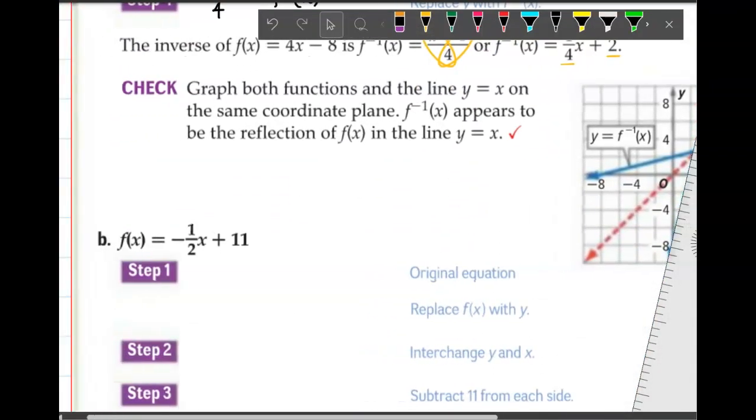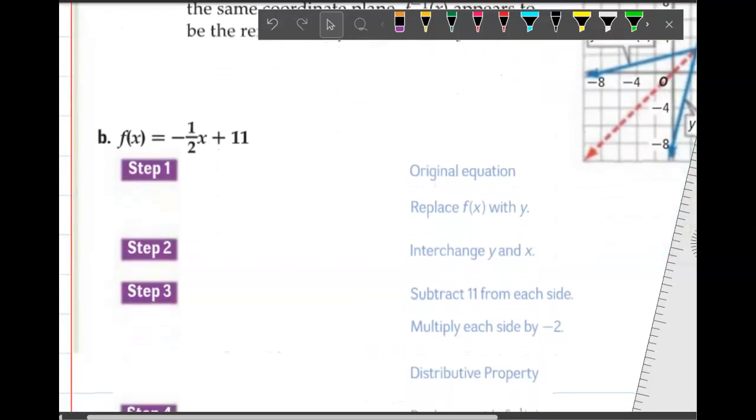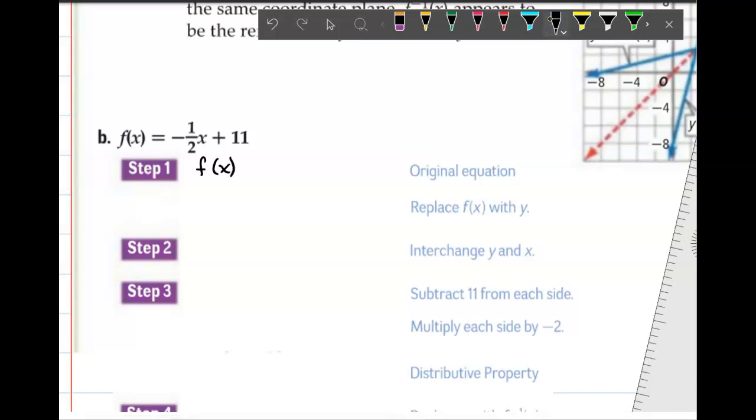All right, let's try another one. Here, we're going to write the original equation. f of x equals negative half x plus 11. We're going to replace the formal function notation on the left with just a y value. And then we're going to interchange the x with the y. So now we have x equals negative 1/2 y plus 11.